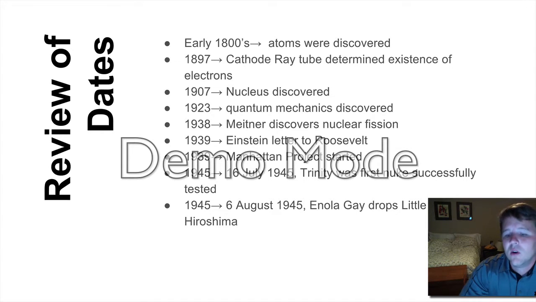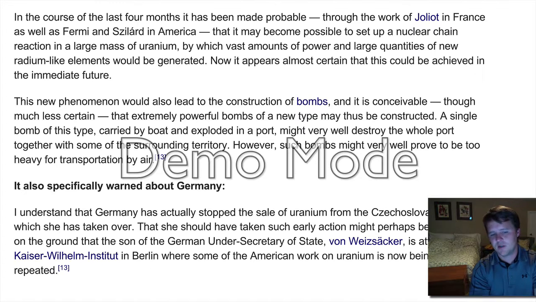Plain and simple, the presidents of the United States can spend a lot of money on research of their choosing. Of course, they have to get Congress to go along with it if it's a lot of money. But I'm guessing that they got this going. And 1939, the Manhattan Project started. I'll describe the Manhattan Project later. 1945, Trinity was the first nuke successfully tested. In 1945, Enola Gay dropped a little boy on Hiroshima, killing a lot of people.